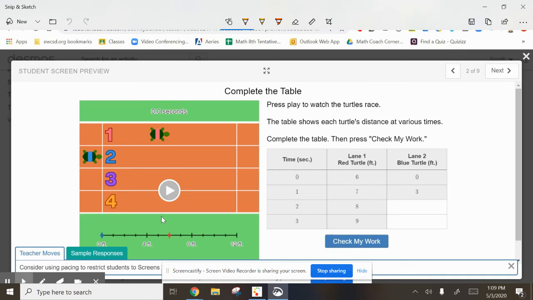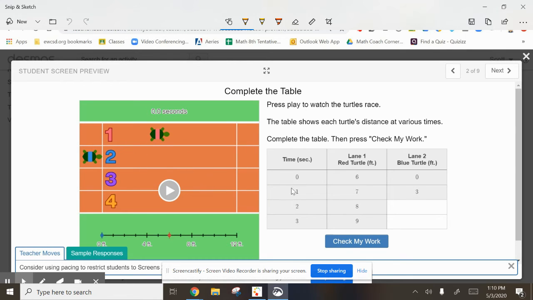Time. Okay, that's just measuring the time in seconds, and that seconds is up here too. Okay. Lane 1, red turtle in feet. So at 0 seconds, lane 1, the red turtle is already at 6 feet at 0 seconds. Interesting. Okay. Where is lane 2? Where's the blue turtle at 0 seconds? 0 feet. And does that make sense when you look at these two? You should have written that out in your first slide as well.